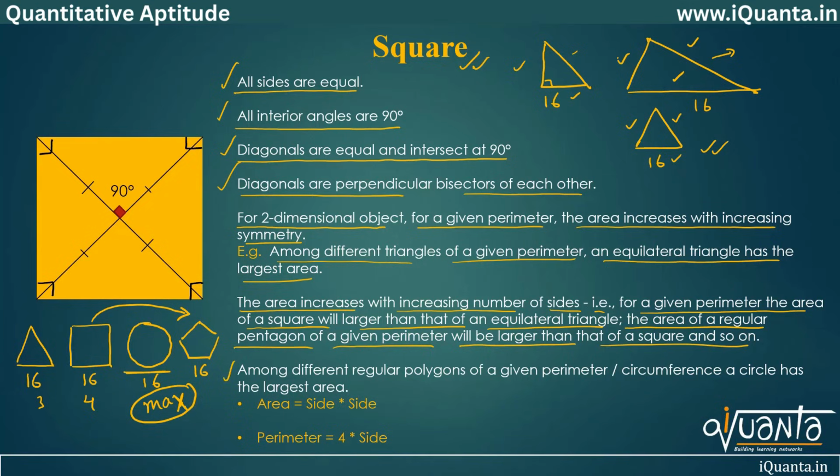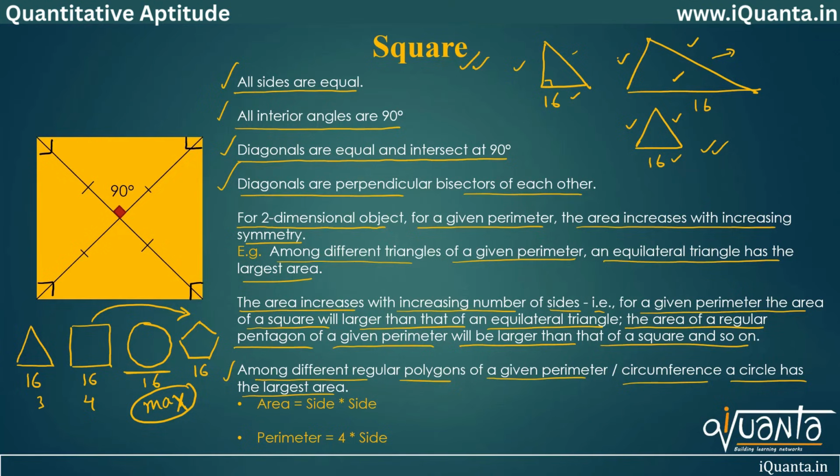Just after that we have another important point. Among different regular polygons of a given perimeter or circumference, a circle has the largest area. So using this rule you can easily solve a question in which you have been asked that there are 3-4 figures of different shapes, different sides, and you have been given a particular perimeter for all of them, and if you are asked which one will have the maximum area, it will always be the circle. This is only about the plane figures.